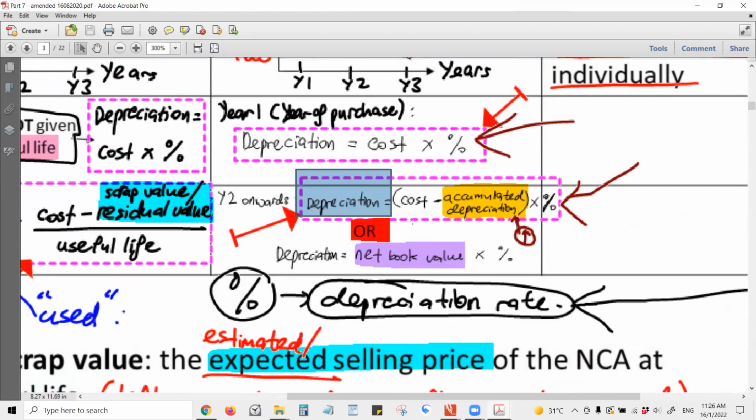Depreciation equals cost minus accumulated depreciation, which means the same as provision for depreciation. Okay, cost minus provision for depreciation, then times the percentage, then I get the current year's depreciation. Can you recall?